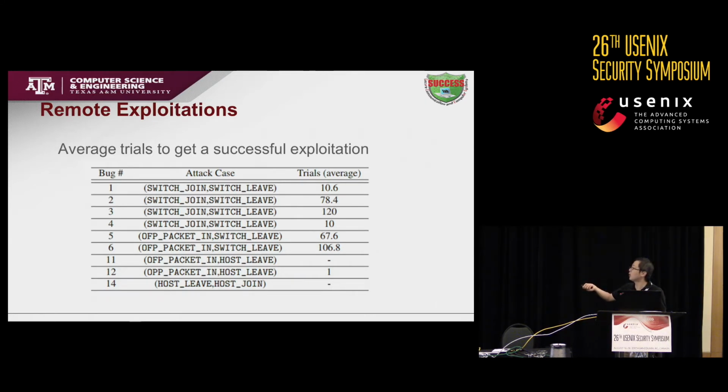If an attacker tries this, how many times can the attacker get a successful exploitation? Now this shows some of the results. As you can see, for some of these bugs, for example this one, the attacker can almost guarantee to succeed, just try once and succeed. And some of these require, let's say, 10 times, or close to 60 or 100 times. Which is reasonable, because generating these events doesn't cost a lot. It's pretty quick.